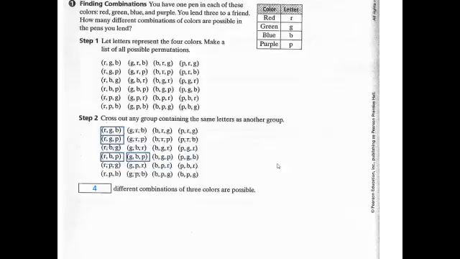Now this isn't a very practical way of doing these kinds of problems all the time, so we're going to look at a mathematical way of solving these. Pause the video at this time if you need time to catch up.